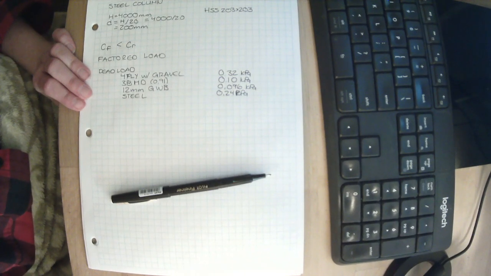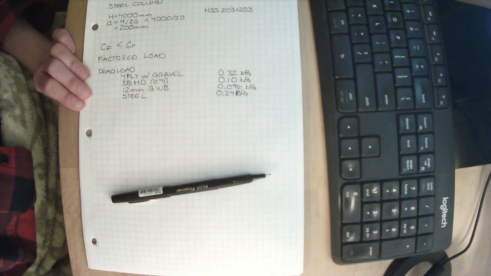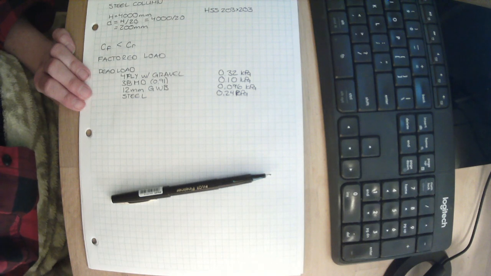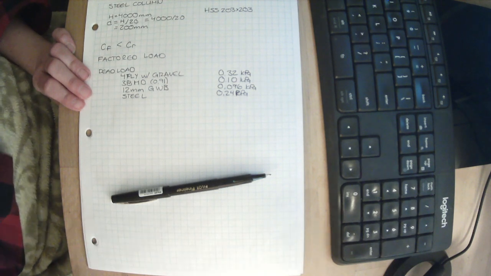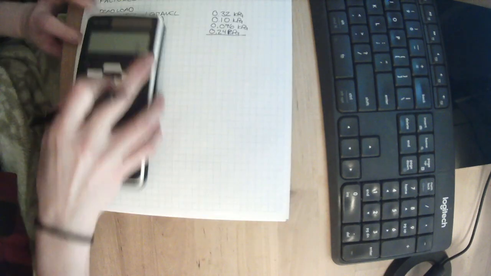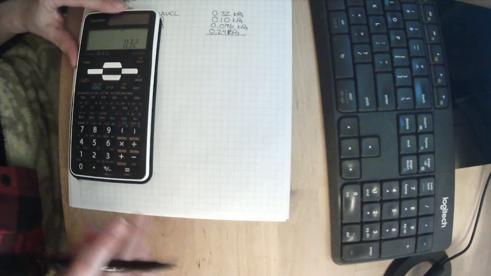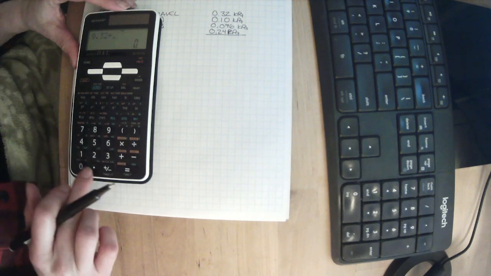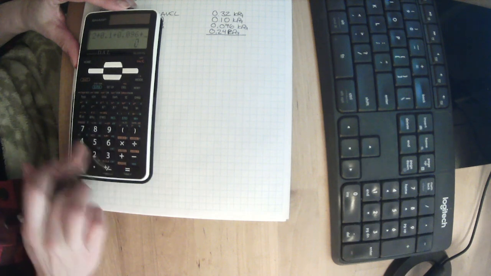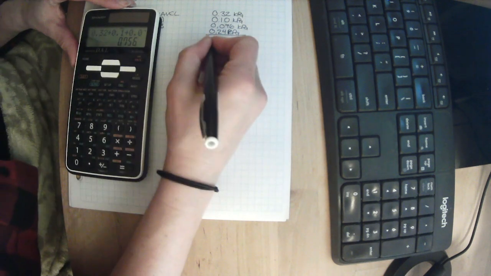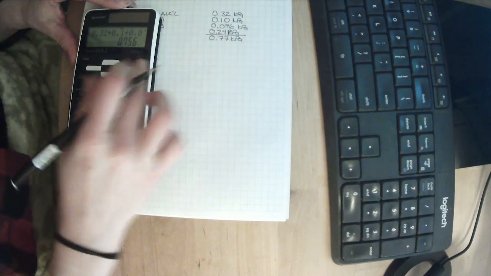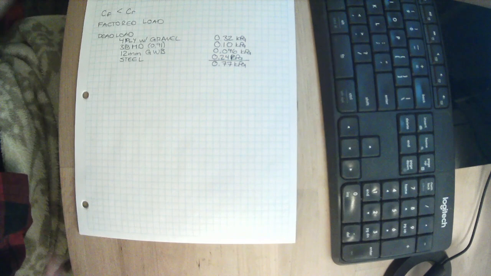Okay, so let's make this bigger. We have all of our values written in here. We can sum these up. 0.32 plus 0.1 plus 0.096 plus 0.24, we get 0.77 kPa. We have a dead load.